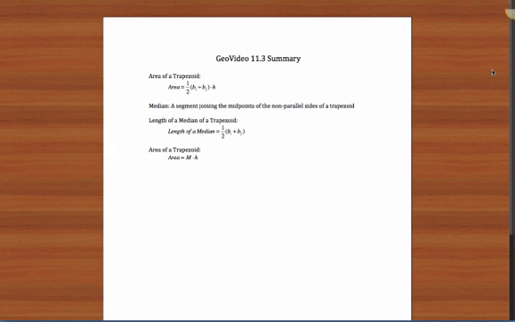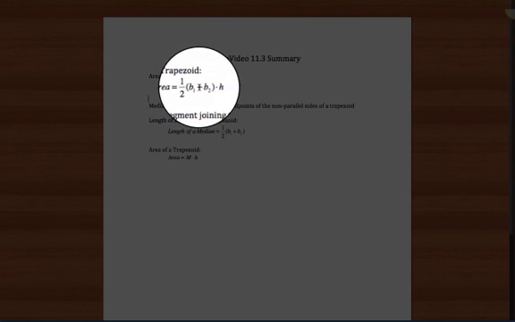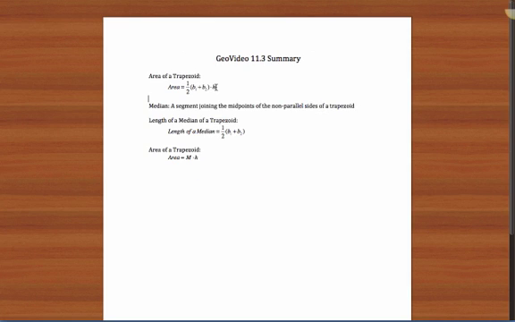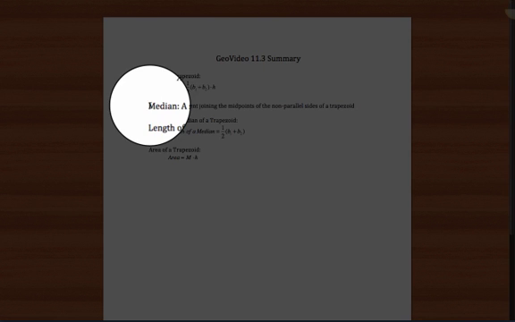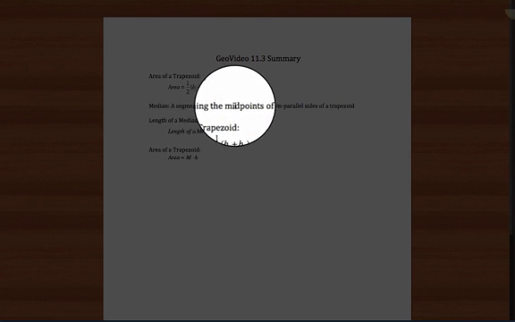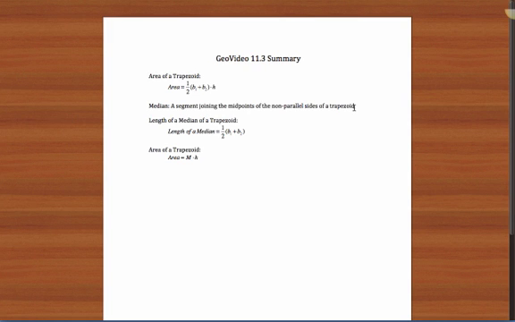All right, in this video, we learned that the area of the trapezoid can be found 2 different ways. The first is looking at area as equaling 1/2 base 1 plus base 2 times the height. The second method involves a new term for us called a median. A median is a segment joining the midpoints of the non-parallel sides of a trapezoid.